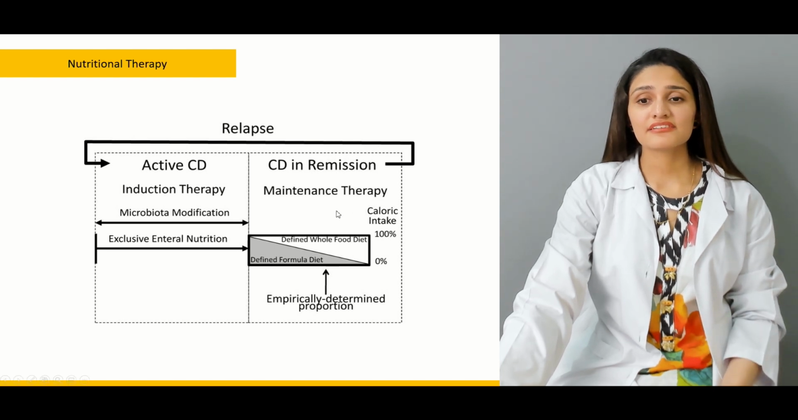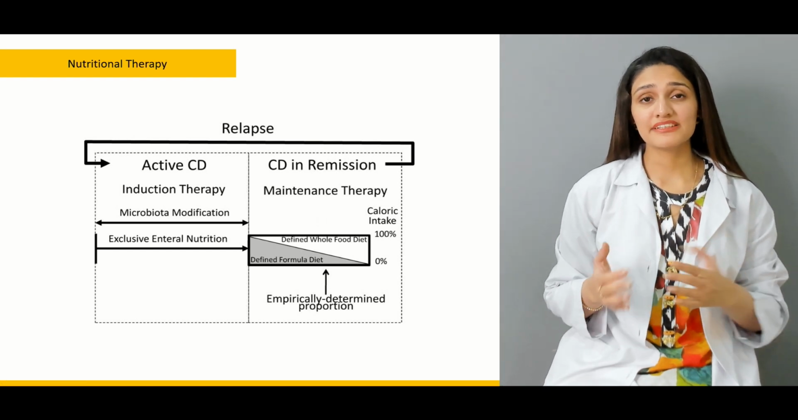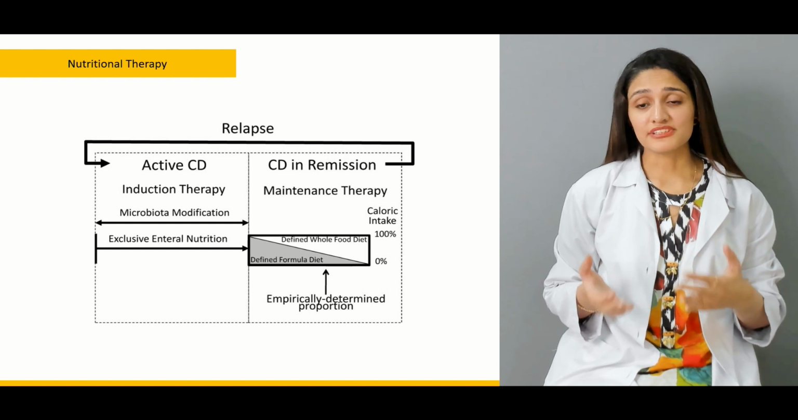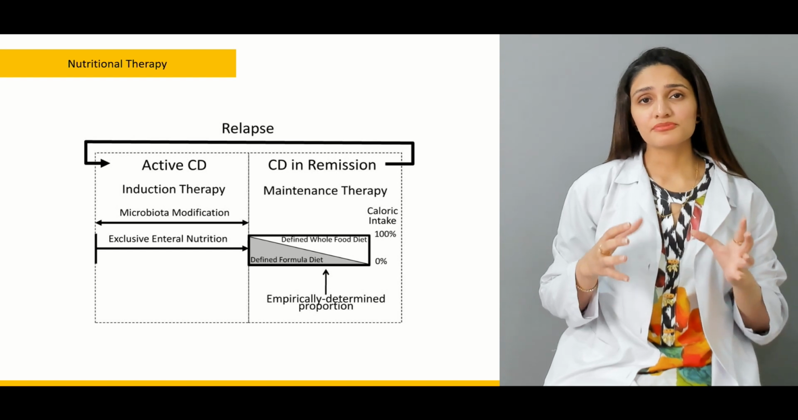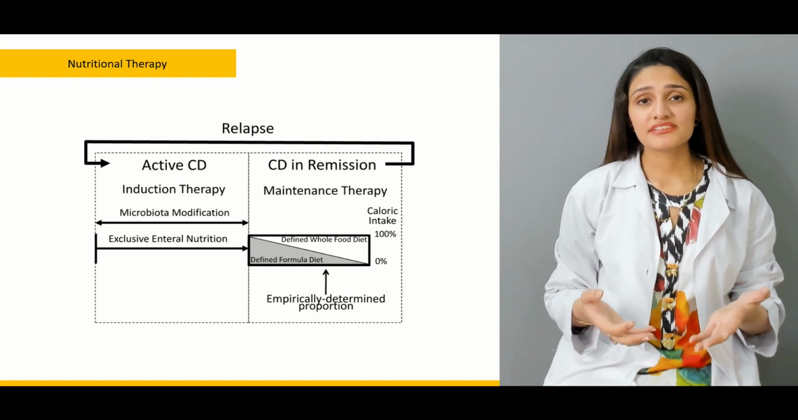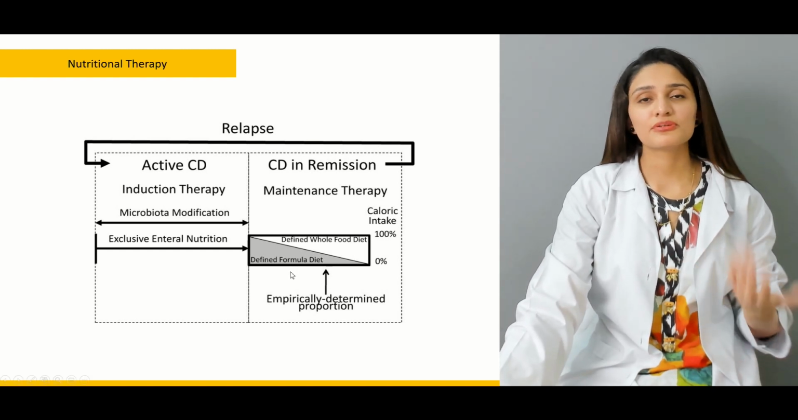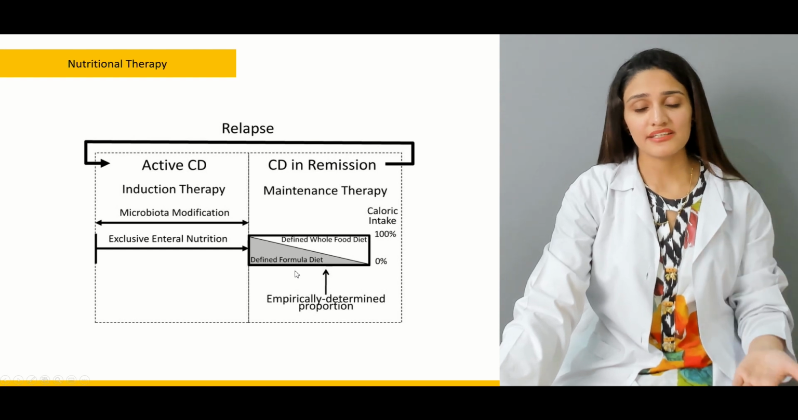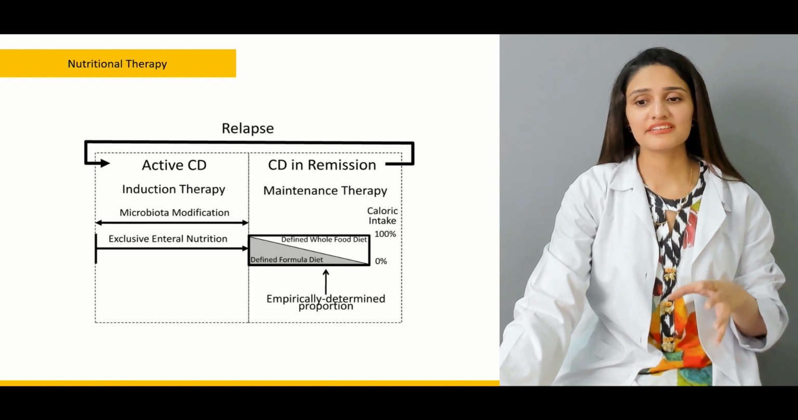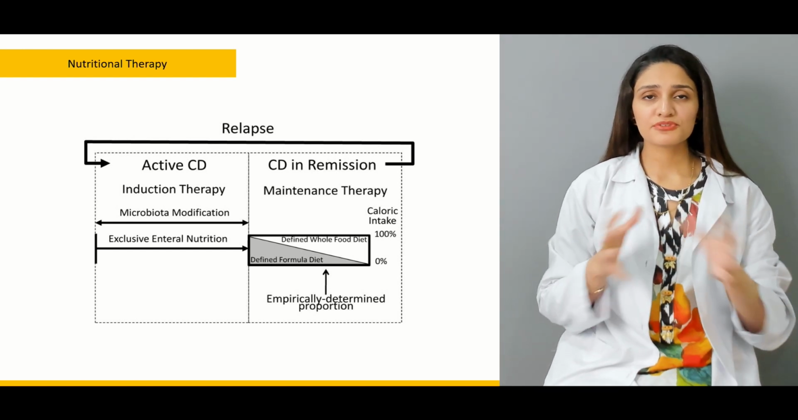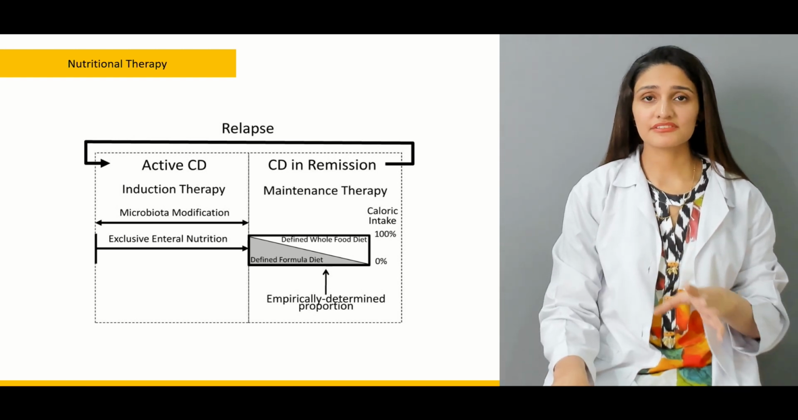And other than that, in patients who are in remission, we have to maintain the healing process. So we are very considerate about what kind of diets can be presented to the patient. There's a defined whole food diet and a defined formula diet, different types of diets that can be available for these patients. Other than that, there are empirically determined proportions. We're supposed to give a very balanced diet to these patients. So this is the nutritional therapy.